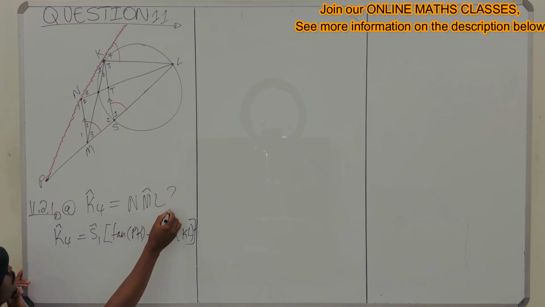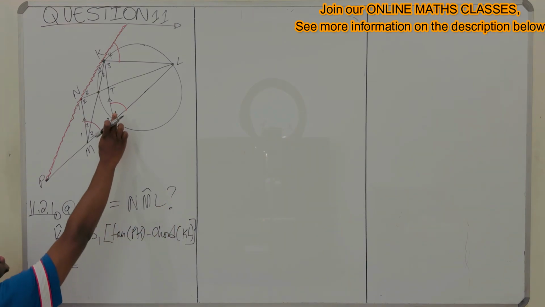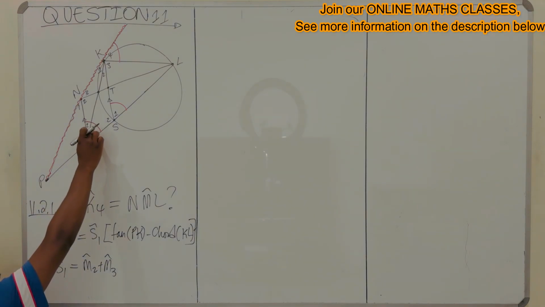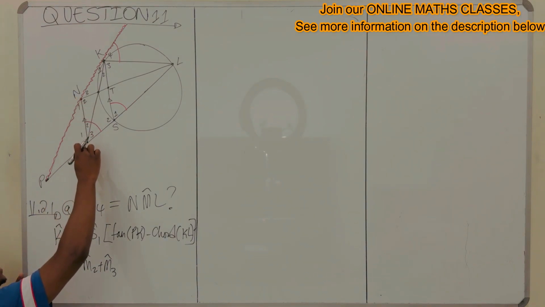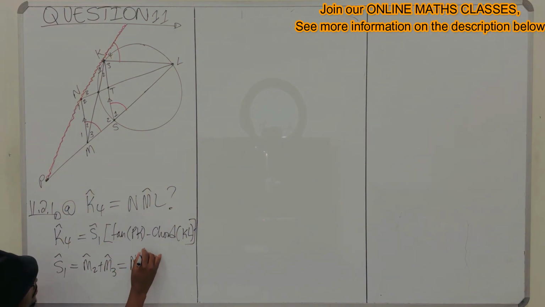So in this case, this is what we want to prove, of course. My angle S1 here, which is this angle here, is equal to this angle here, which is M1, M2 plus M3, angle M1 plus angle M2 plus angle M3. But if you look at angle M1 plus angle M2, it is NML, which is this angle M, this angle we want to prove here. So which is the same as angle M.